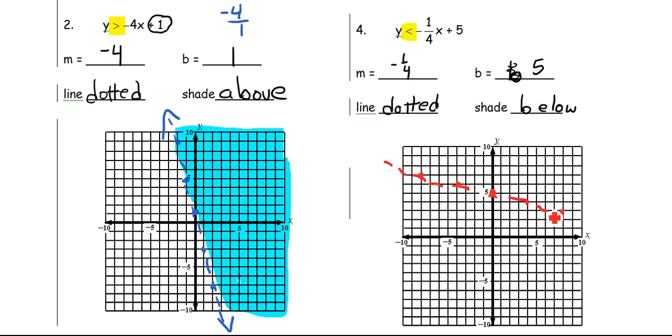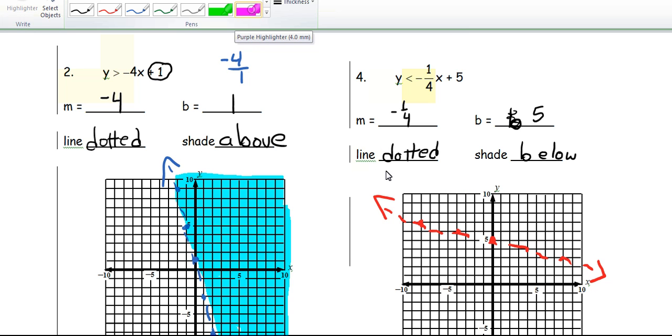Put in my arrows, because we know the world doesn't end at the end of the map right there. And then we're going to shade below. So I'm going to look. I've got my point right there. This is very easy to see. What is below that point is this right here.